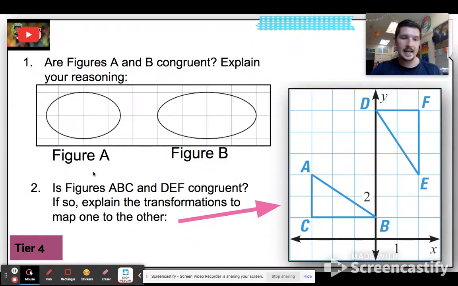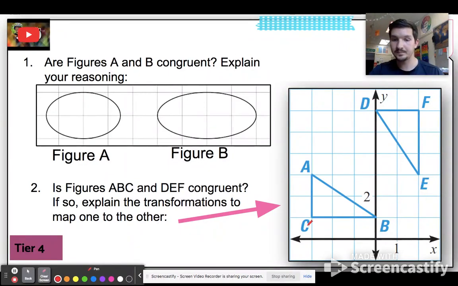Now, number two says, is figure ABC and figure DEF congruent? If so, explain your transformations to map one to the other. Yes, they are congruent, right? If you were able to look at corresponding sides and angles, they would match up and be the exact same length and degrees. So now we have to think about, okay, how can we map this to the other?